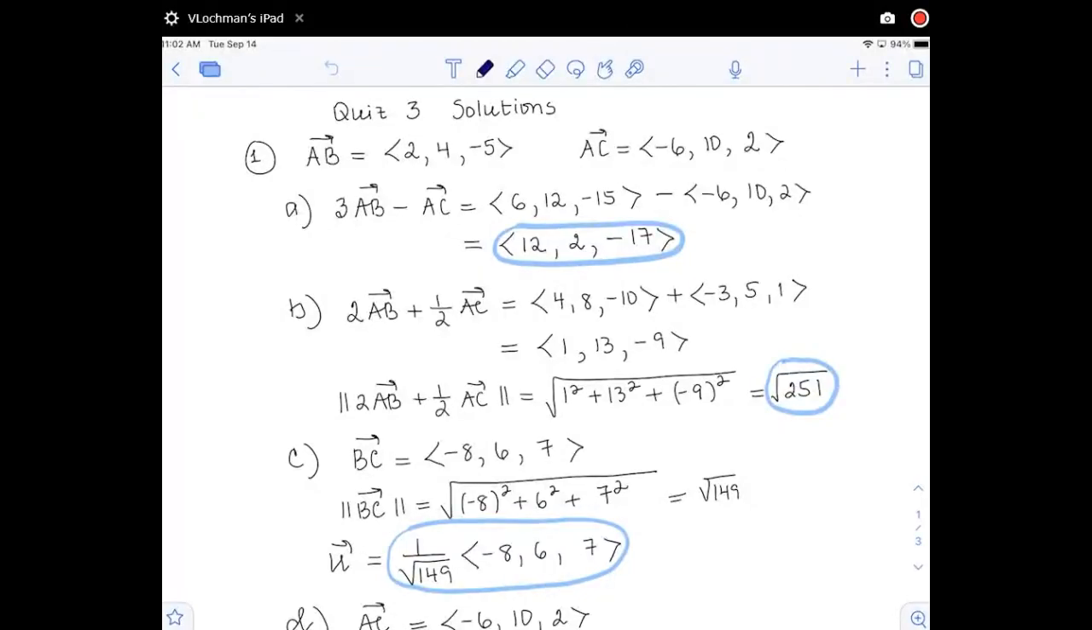All right, this is session number 5. The first thing we're going to do is go over quiz 3 solutions very quickly. Overall, you guys did really well. Some minor mistakes here and there, so we'll go over that.